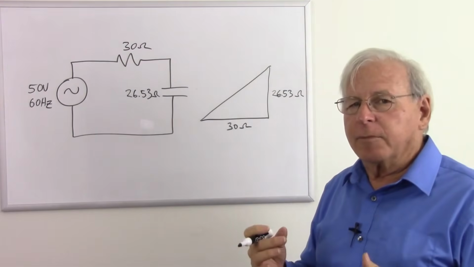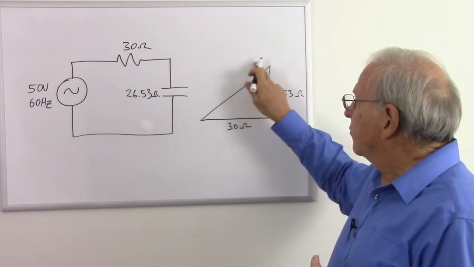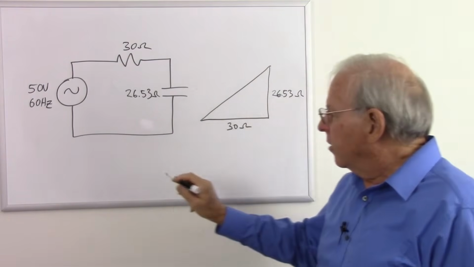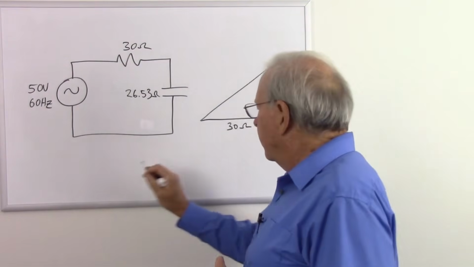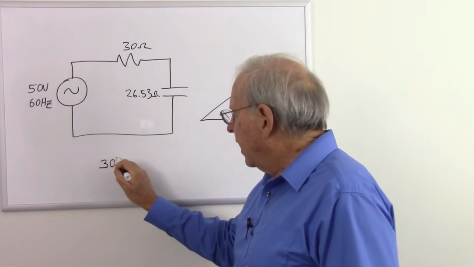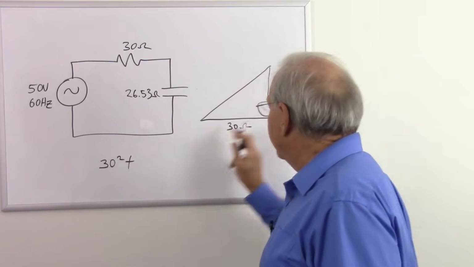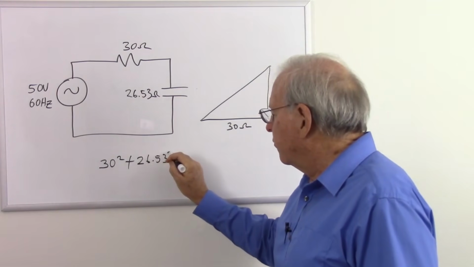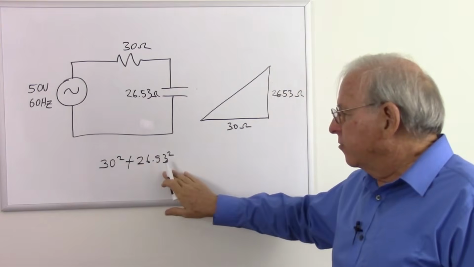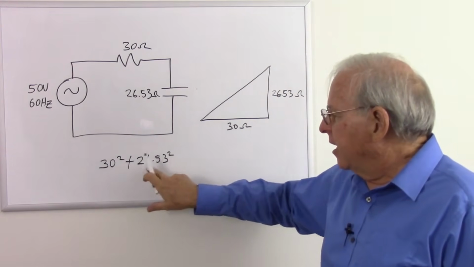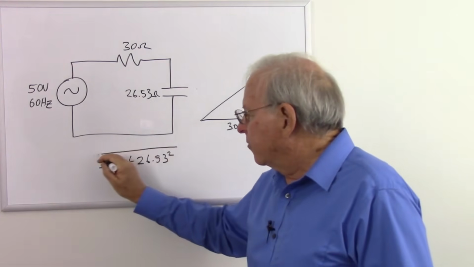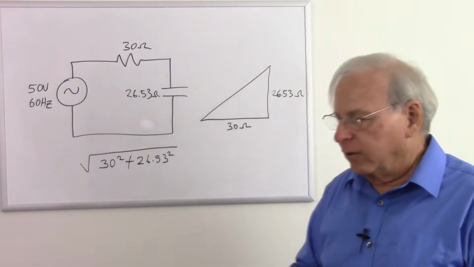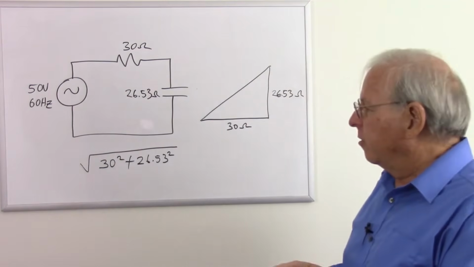So the Pythagorean theorem says that the square of this distance is equal to the sum of these two squares. In other words, if I take 30 and square it, add that to 26.53 and square that. So I add those two together. I square it, add them together, and then take the square root. I will have the length of the hypotenuse of that triangle. So let's pull out my trusty calculator and do that.